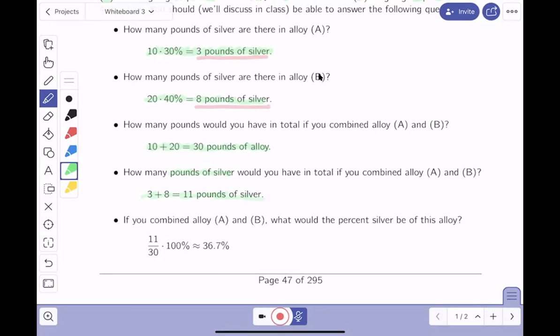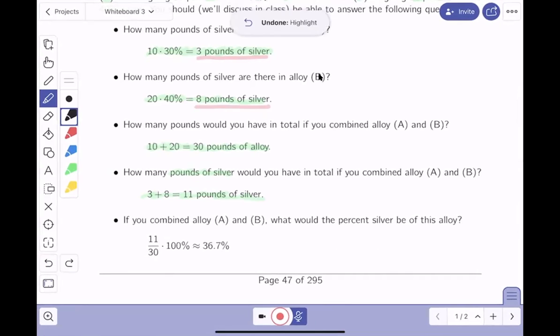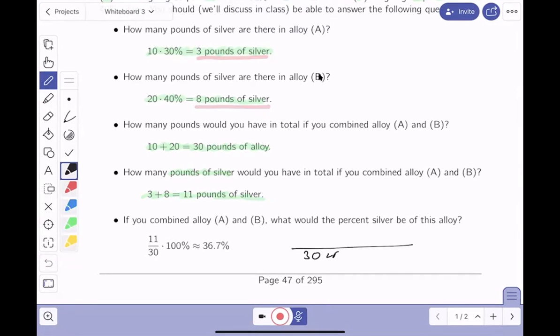If you combine alloy A and alloy B together, what percent would be silver? Well, that's pretty simple too, because I want to point out, if you look at it, how many pounds of alloy do we have? Well, we have 30 pounds of alloy. I'll write this down for you. There's 30 pounds of alloy. That's everything. And how many pounds of silver do we have? 11 pounds.